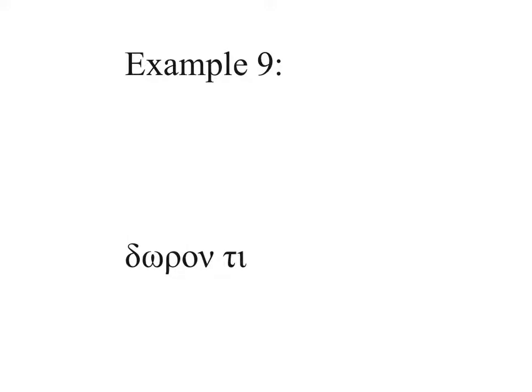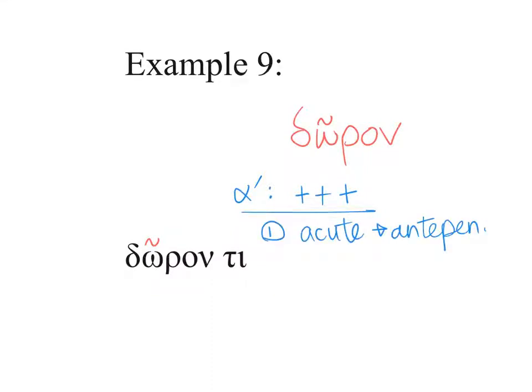Example 9. So our first word, word 1, is doron, and our second word is ti. And doron is normally accented doron. So we'll add the circumflex there and see which rules apply. Rule alpha, magical accent surplus, comes into play when there is an acute on the antepenult. Well, we don't have an antepenult, but rule alpha applies also when there's a circumflex on the penult, and we do have that. So what happens here?